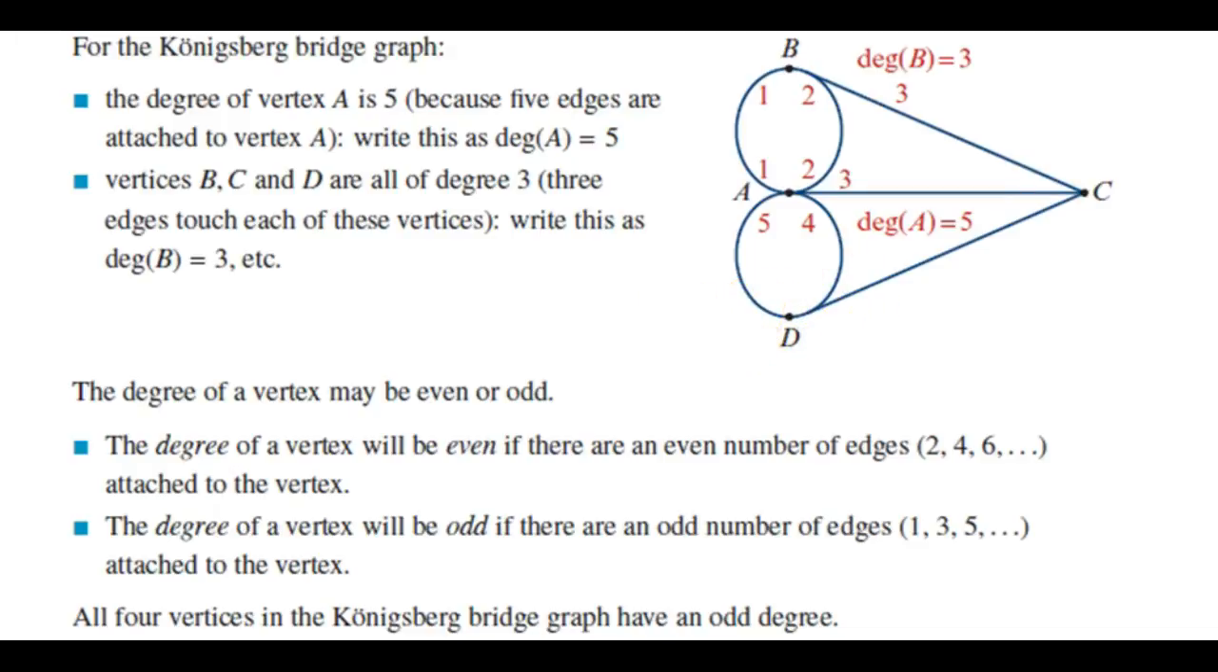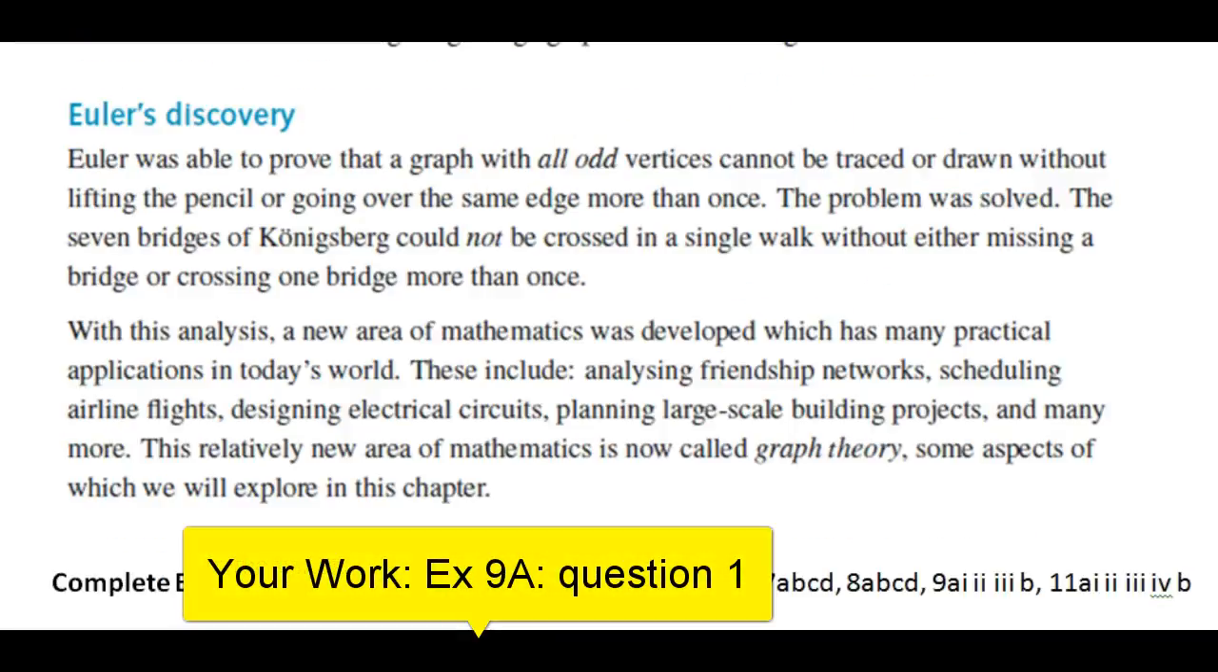The degree of a vertex could be an even or an odd number. Euler found for this problem there was an odd number of degrees on every vertex, and what that means is the problem cannot be solved or traversed with one single crossing on each edge. Euler in fact proved that graphs with all odd vertices cannot be traced or drawn without lifting the pencil or going over the same edge more than once. So the Königsberg Bridge problem was solved. It couldn't be done. You can't cross every bridge in a single walk without either missing a bridge or crossing one bridge more than once.